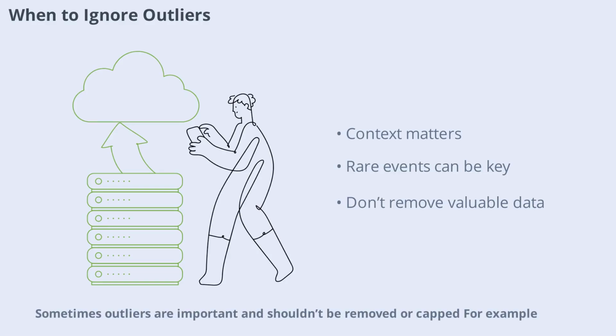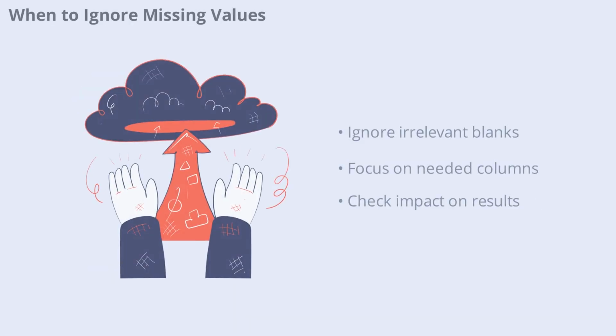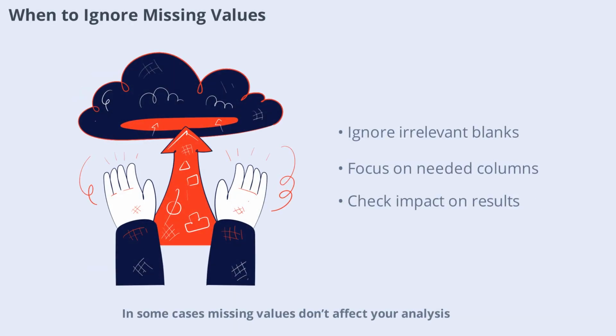Sometimes, outliers are important and shouldn't be removed or capped. For example, if you're studying rare events or unusual cases, those extreme values might be exactly what you're looking for. Always consider the context before making changes. In some cases, missing values don't affect your analysis, especially if they're in columns you don't need. If the missing data is irrelevant, you can safely ignore it. Just make sure it won't impact your final results.